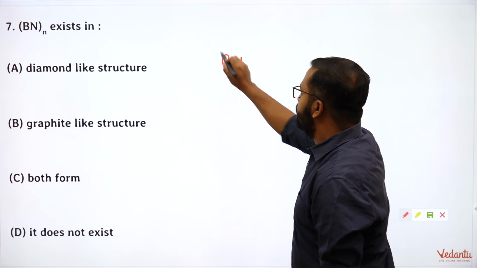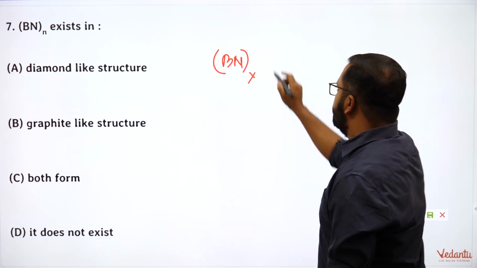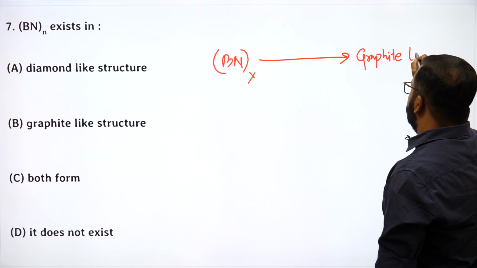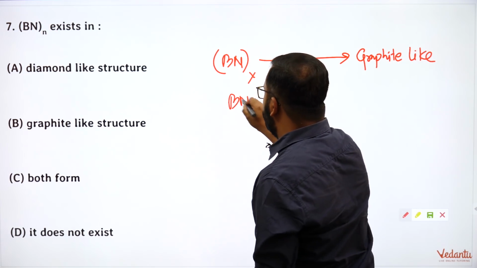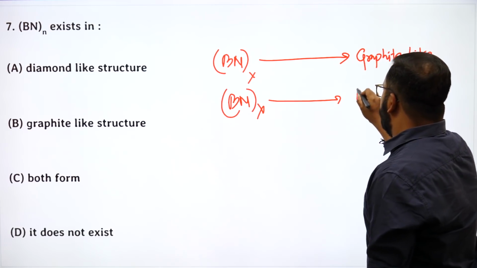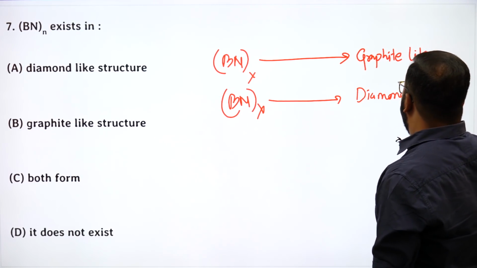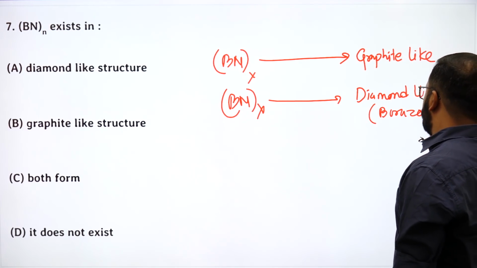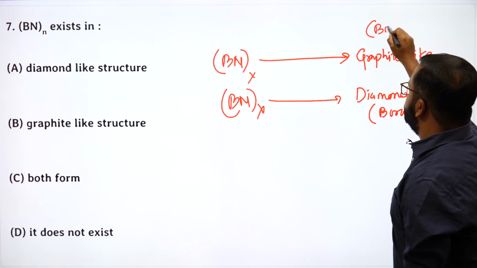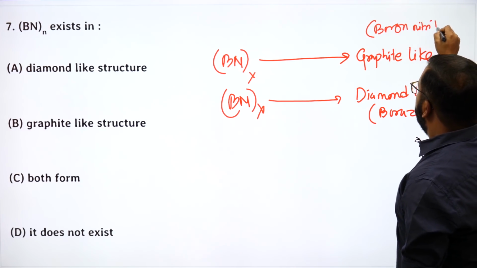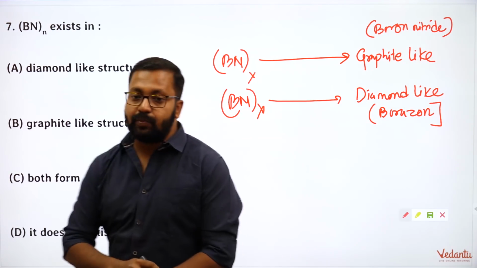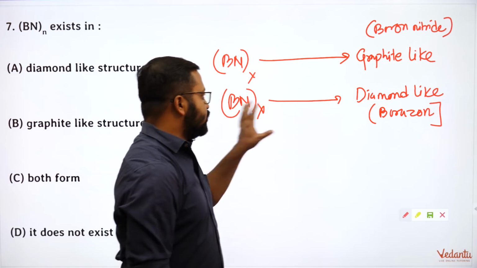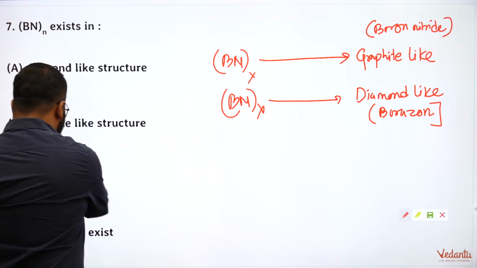BN forms graphite-like structure. BN also forms a diamond-like structure, and this is known as borazon. Graphite-like is boron nitride. You do not need to confuse between borazon and borazine. Borazine is B3N3H6, but the diamond-like structure is borazon. The right answer to this question is C.